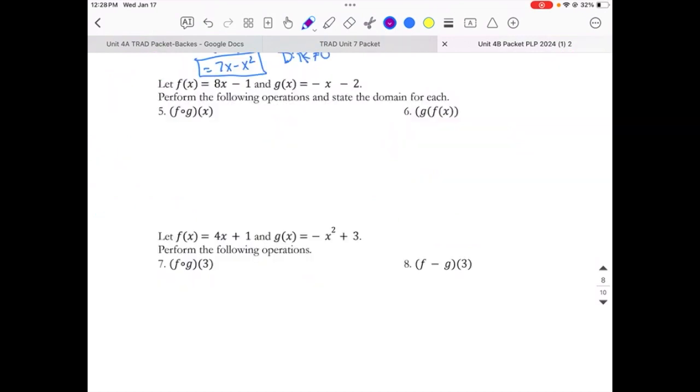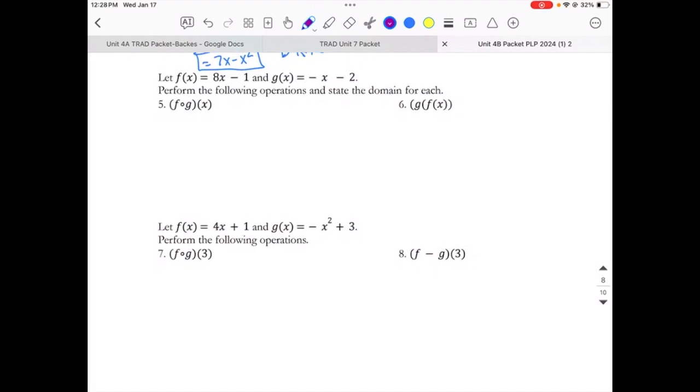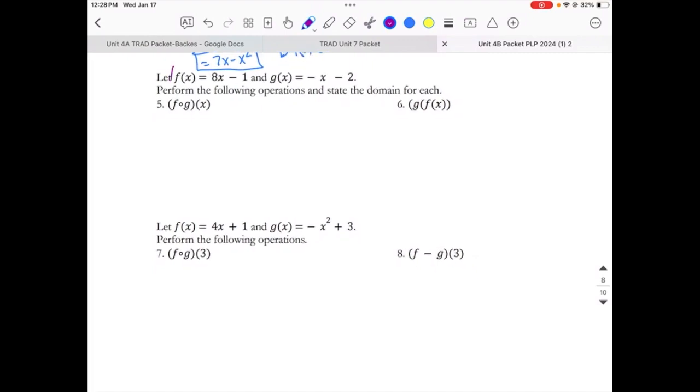The last thing that we're going to look at in concept 21 is composition of functions. And again, we're going to check our original functions to make sure that there's no restrictions on the domain. There's no restriction on F. It's all real numbers because there's no fraction, and same with G. Okay, so remember that number 5, the way it's written, is read F composite G of X, which we can rewrite as F of G of X.